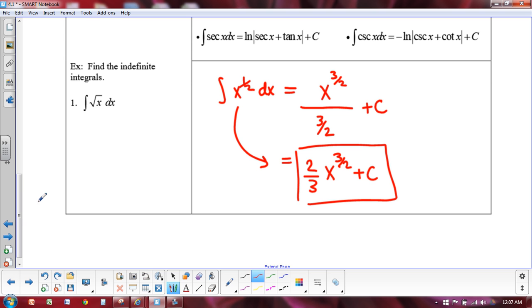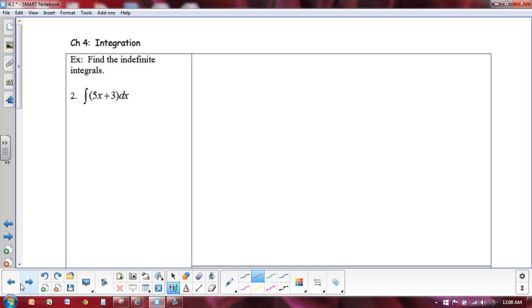Okay, so you add to the power and you divide by the new power. All right. Next part, we are adding, and we said that that's okay. There is a rule that says we could really integrate 5x dx plus we could integrate 3 dx. You actually saw that a couple days ago.